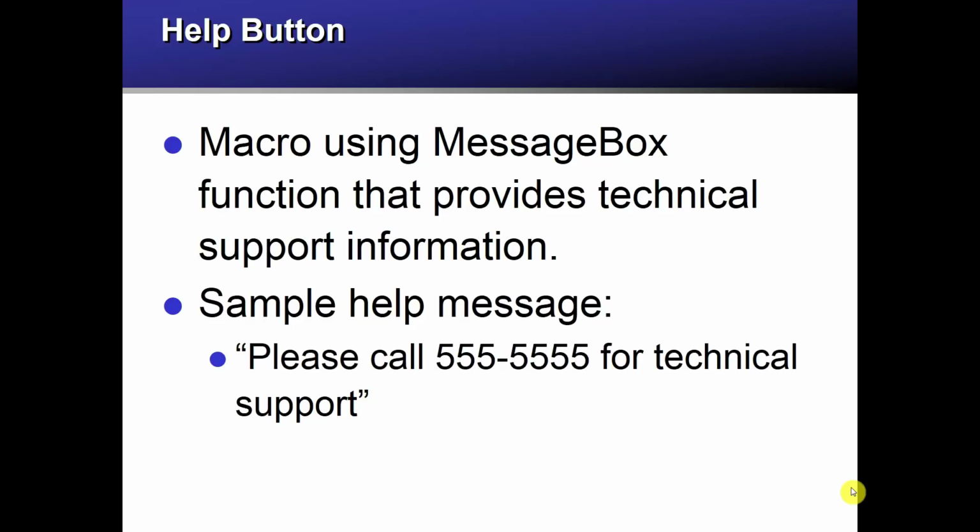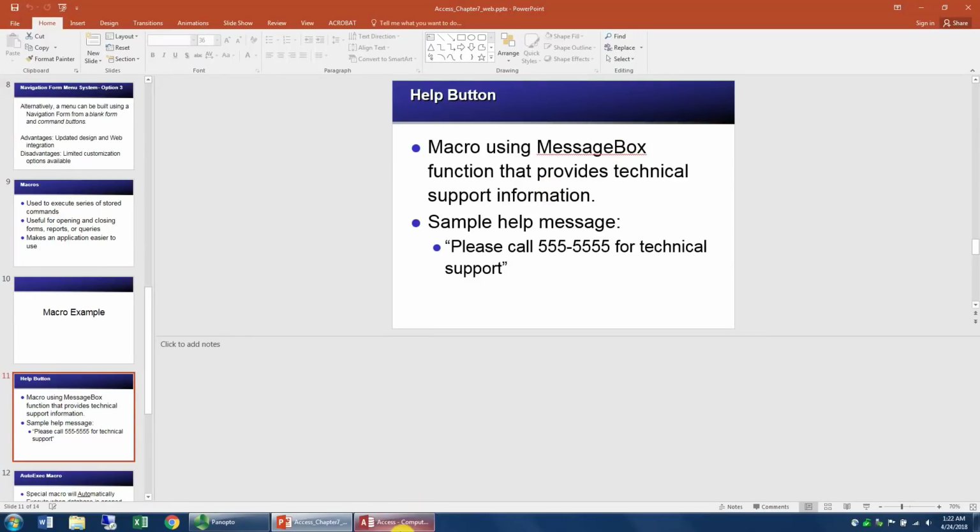I'll show you the mechanics of how this all works. All we want this button to do, when you click this button, is pop up a little message that says, please call this number for technical support. That's it. So let's use this as the first example to show you how macros work. It's going to be using something called the message box function. All right, so you'll see in just a second what that means.